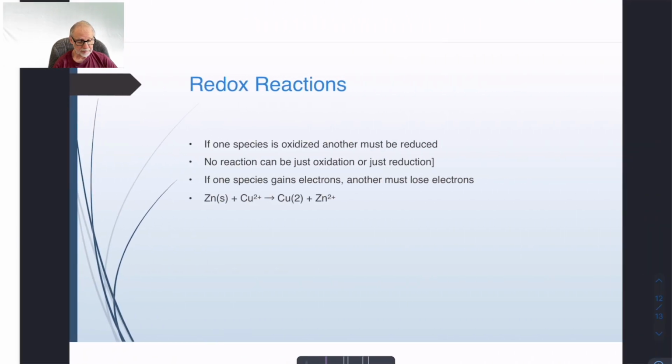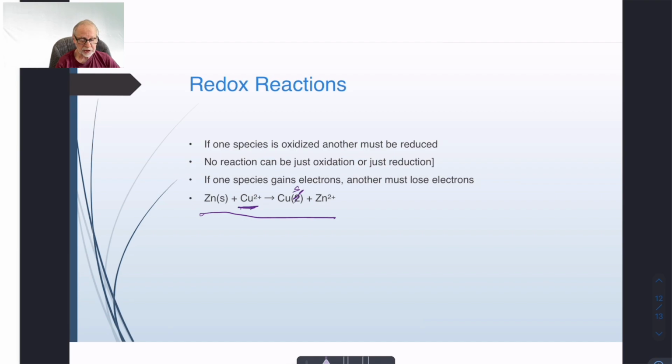So we might see here, and there's a typo in this particular slide, but in any event, this reaction shown here at the bottom has zinc solid, and when zinc solid is put into a solution of copper ions, again, the zinc oxidizes more readily. So this is actually copper solid there. That's what that's supposed to be.